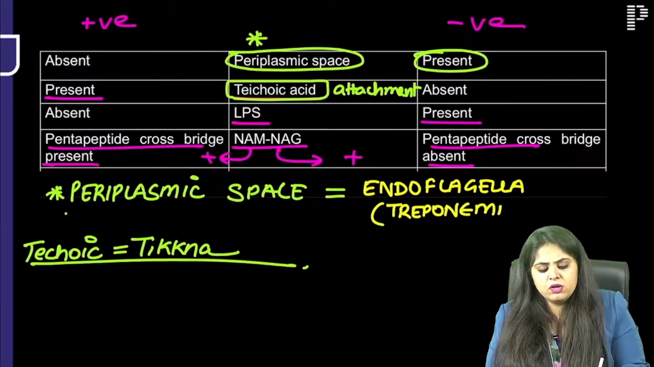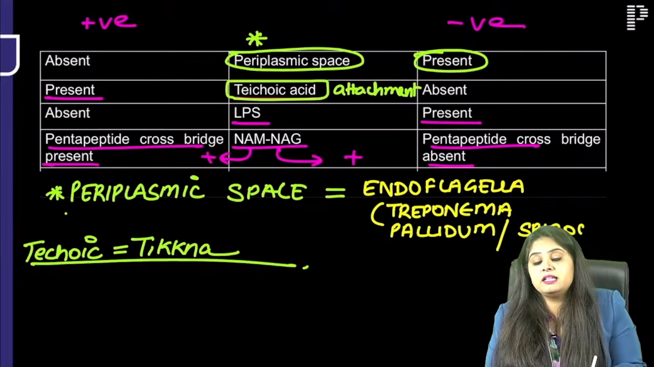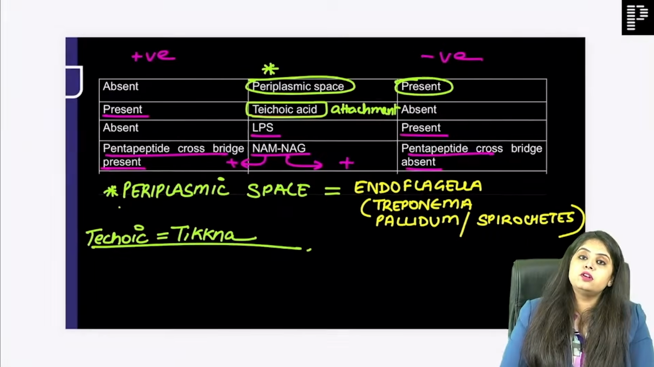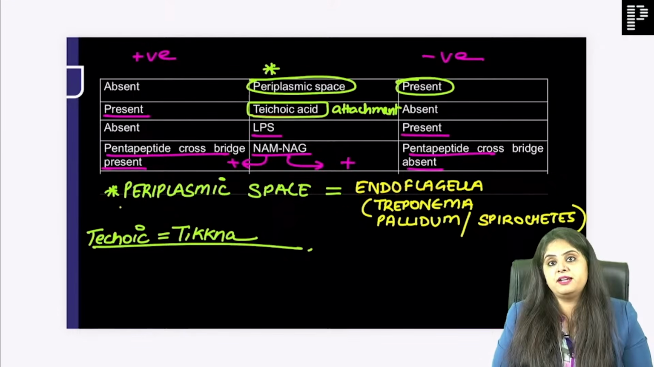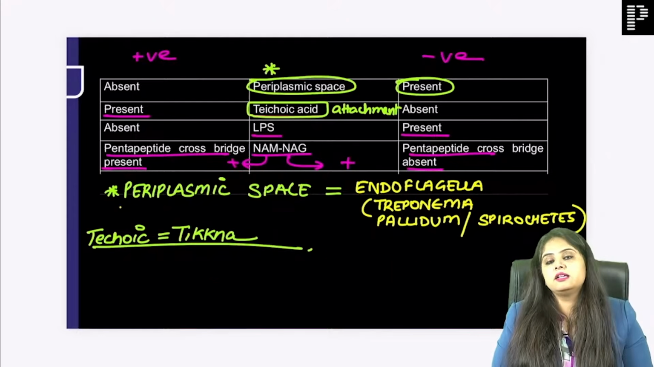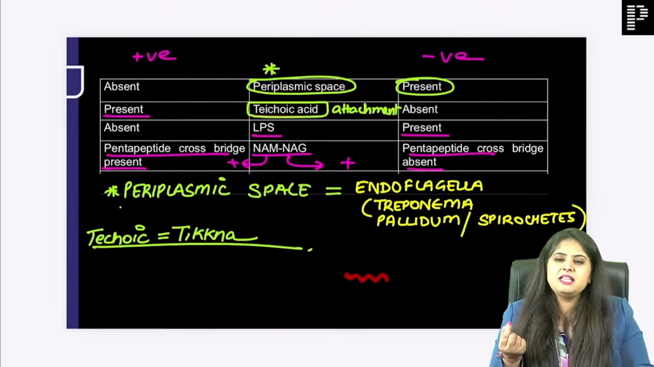Any idea which family Treponema pallidum belongs to? It belongs to the family of spirochetes. And for those who don't know, I'm sure you have heard of a disease called syphilis. It is a sexually transmitted disease. Syphilis is caused by Treponema pallidum. It is a spirochete. So you will say, ma'am, the spiral organism we just saw, was its flagella seen coming out anywhere? No, it was not visible, ma'am.